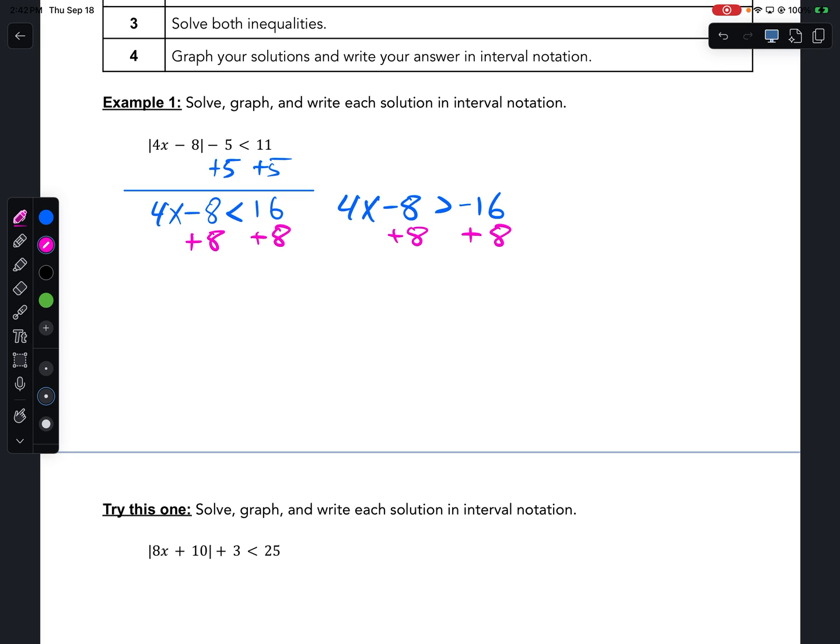Okay, so we're going to get that variable by itself. So we get 4x, what's 16 plus 8? 24. Good job. Way to add. 4x greater than negative 16 plus 8? Negative 8, right? Negative number's bigger, so it has to be negative. Then we divide both sides by 4.